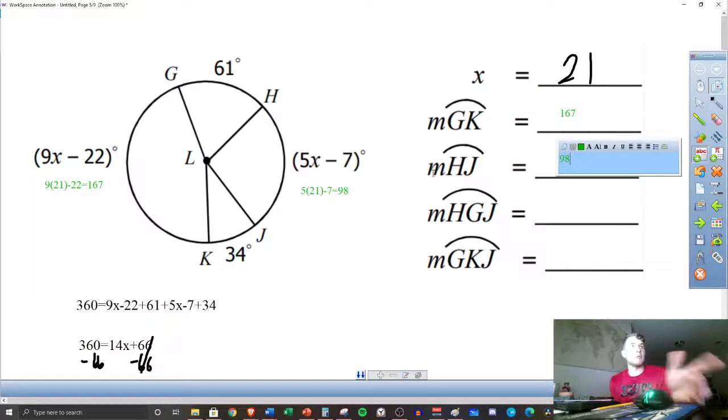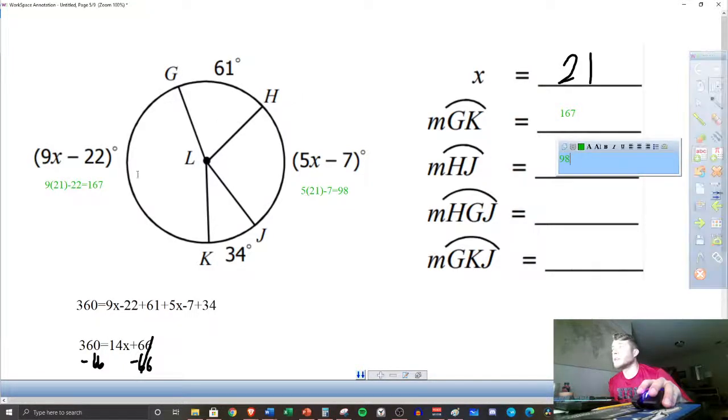So anything else, we're just either going to be adding or doing whatever we have to do to find it. So it's H, G, all the way to J. So H, G to J. Okay. So this is going to be a major arc. We know it has to be greater than 180 degrees.